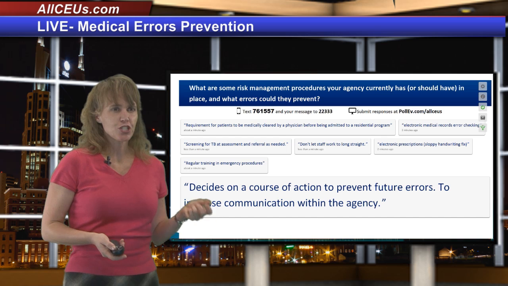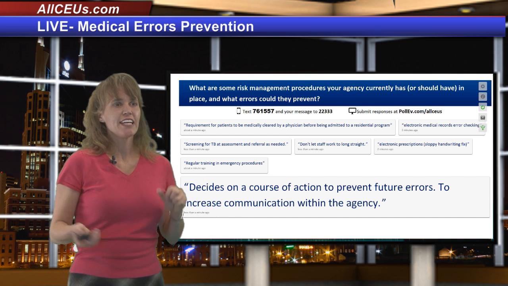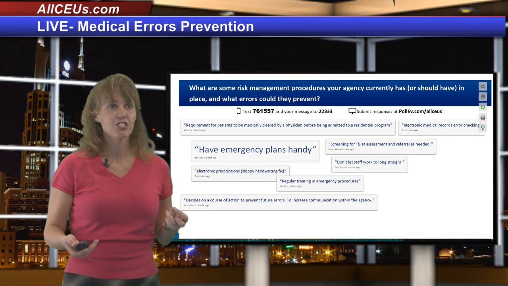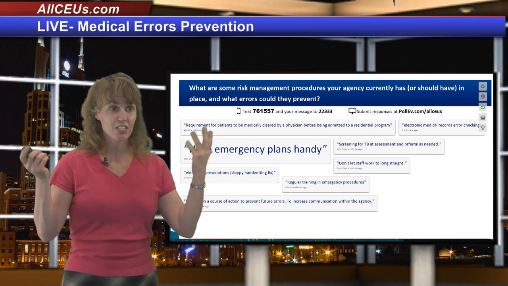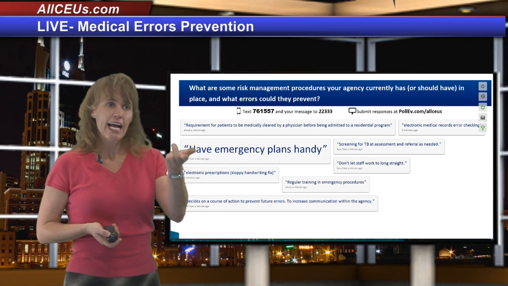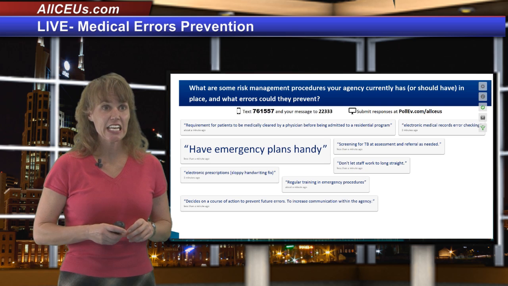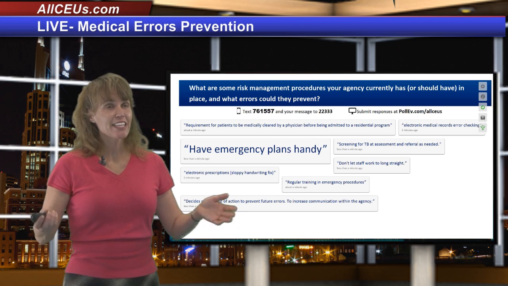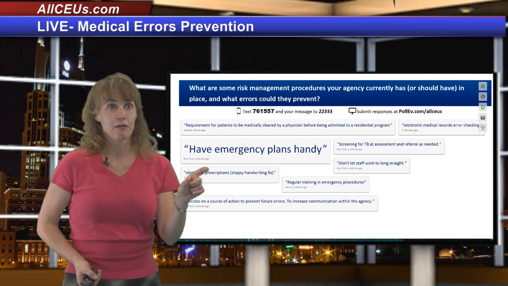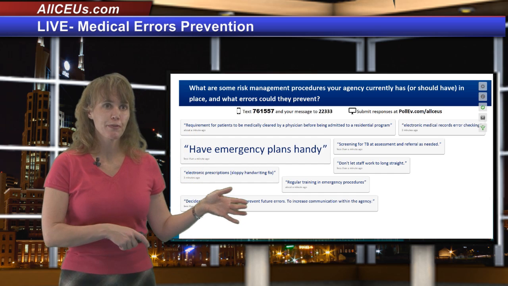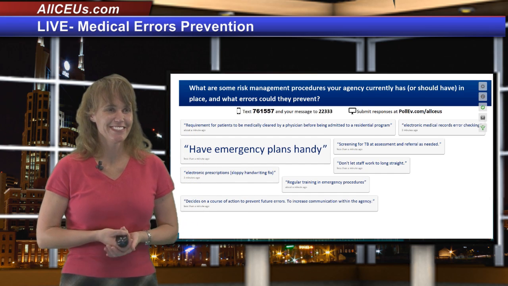Decide on a course of action to prevent future errors and increase communication within the agency. Once you do the root cause analysis, how about telling people what's going to change? And make sure to have emergency plans handy. I like the old-fashioned 3-ring binder at the front desk as a backup, but I also like a searchable PDF on the intranet.